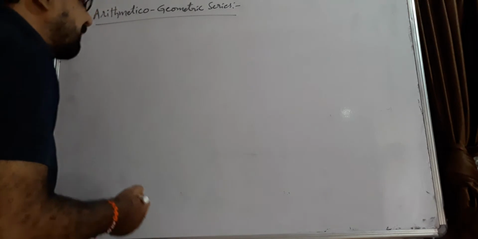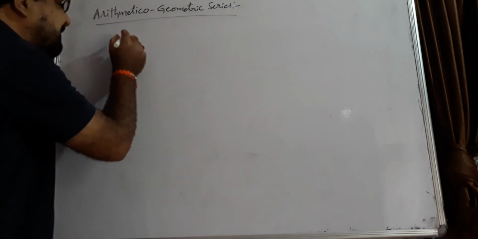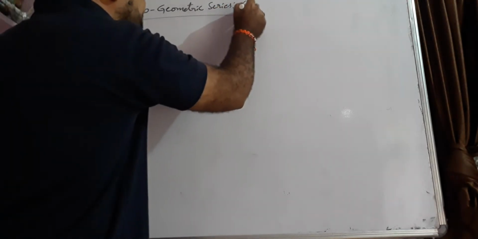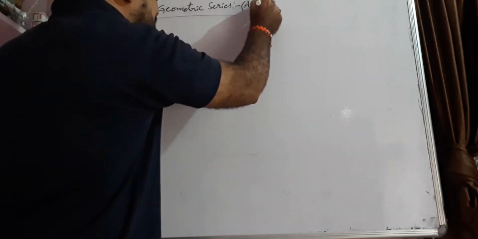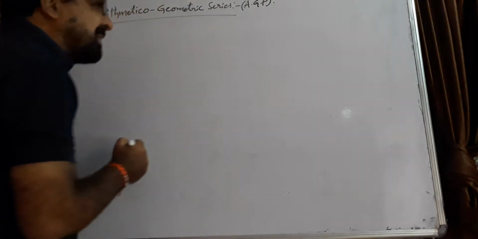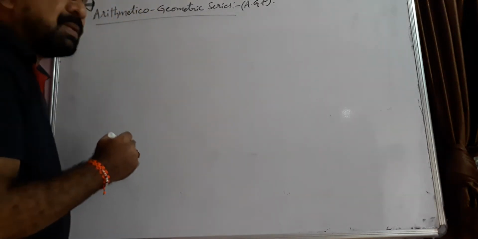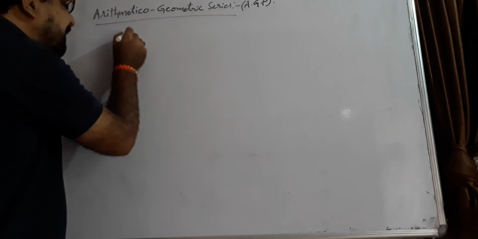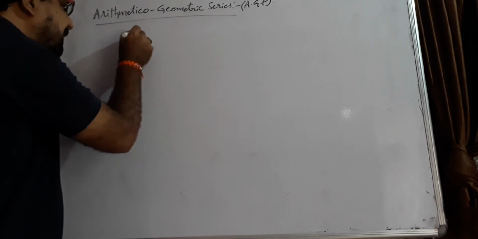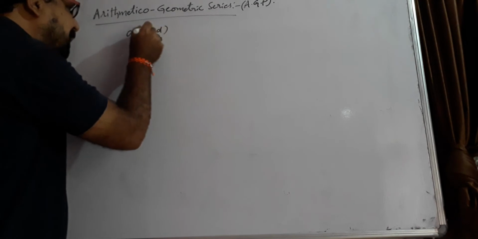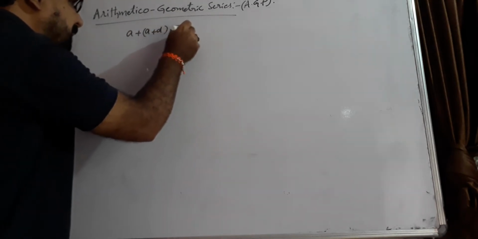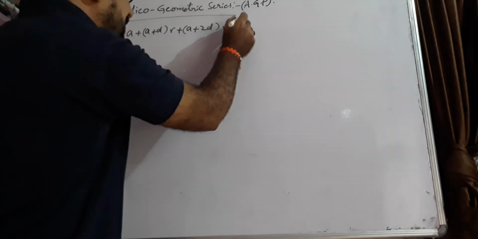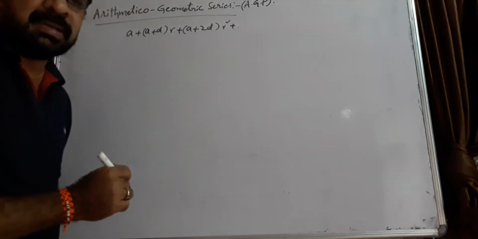While discussing arithmetico-geometric progression, first we discuss the general form. It is simply called AGP, or arithmetic geometric series. The general form is A, A plus D into R, A plus 2D into R square, A plus 3D into R cube, and so on.